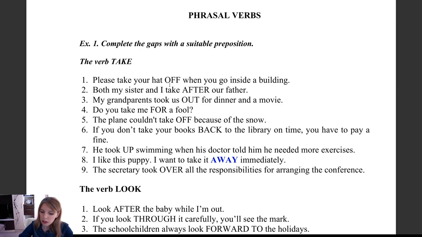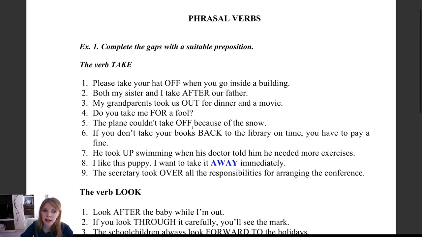Number three. My grandparents took us out for dinner and a movie. So to take out, вывести, сводить куда-либо. Number four. Do you take me for a fool? Ты принимаешь меня за глупца, да? To take for, принимать за. Number five. The plane couldn't take off because of the snow. Самолет не мог взлететь. Take off, взлететь.